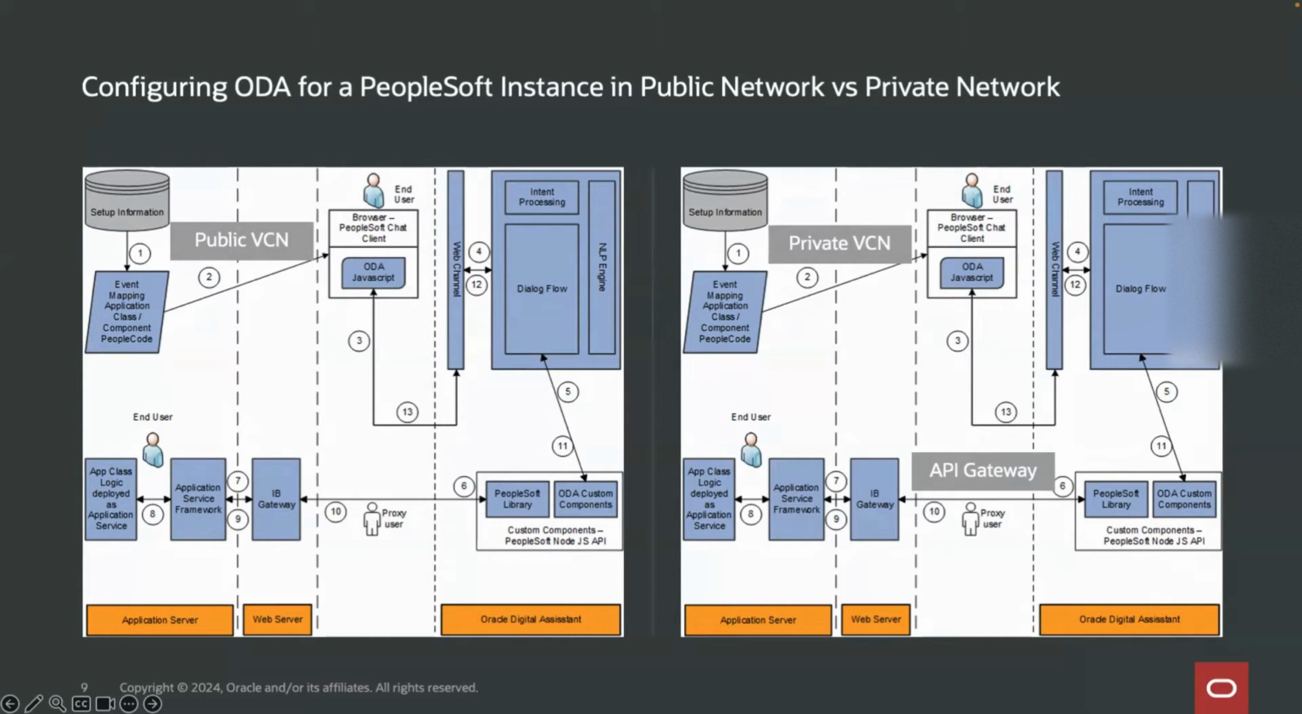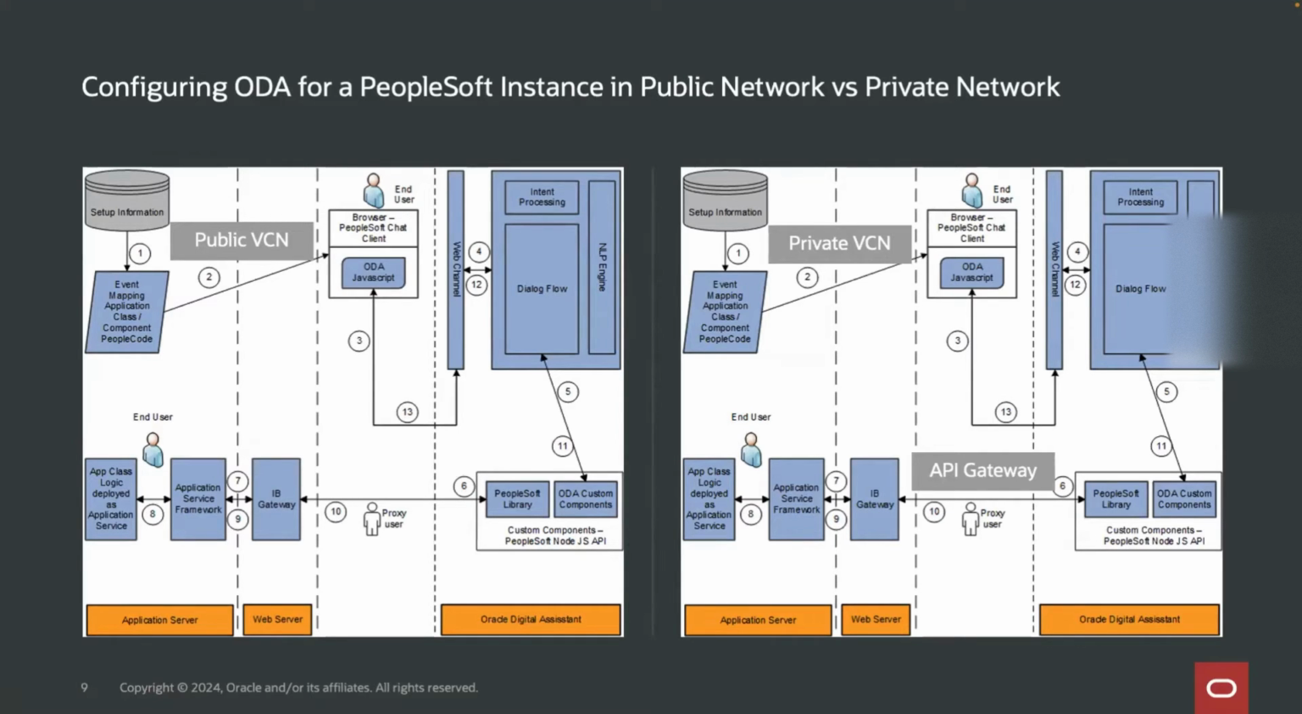So how do I expose it? I have an Oracle Digital Assistant, which is exposed using the web channel interface, and it is in turn connected to the Dialogflow engine, and the Dialogflow engine connects to the ODA custom component, as I mentioned previously, right? The ODA custom component connects to the backend integration broker gateway. The way it authenticates is through the proxy user. As you can see here, we have a proxy user which is used to authenticate and then get back the responses using the REST services from the backend system.